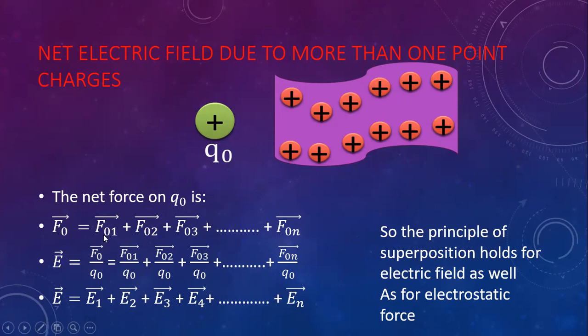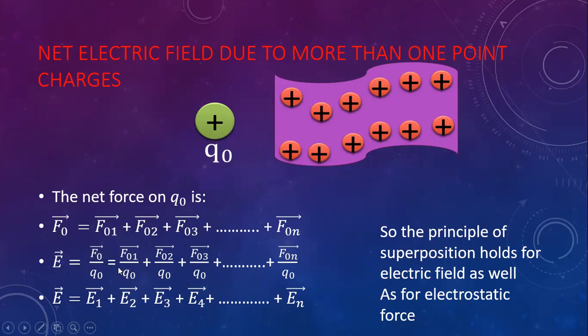Once we calculate these forces, we will apply the electrostatic force using Coulomb's law, and to find the electric field, we will take all these forces and divide by the charge Q naught. So the total force F naught will give us F naught 1 over Q naught plus F naught 2 over Q naught plus F naught 3 over Q naught, and so on up to F naught n over Q naught.